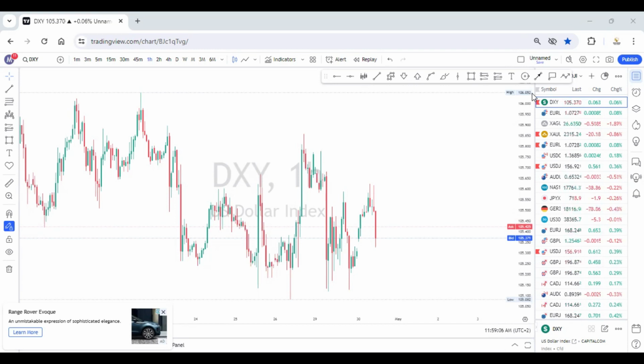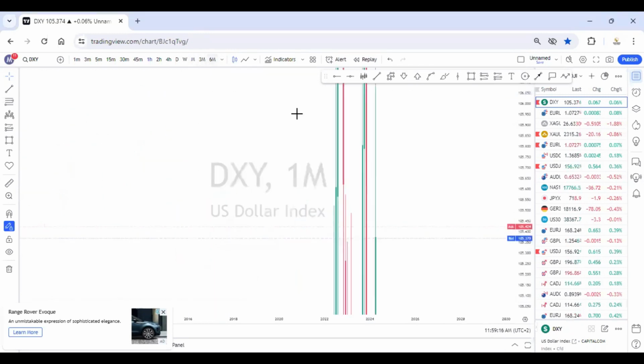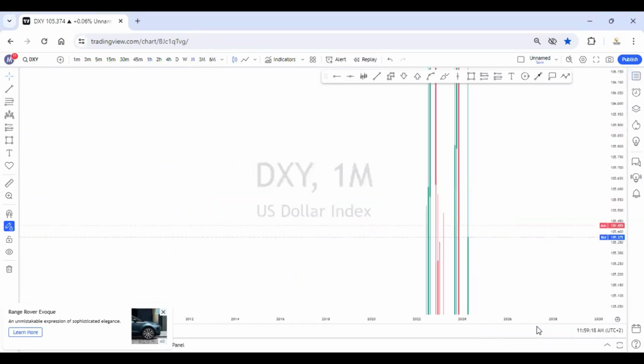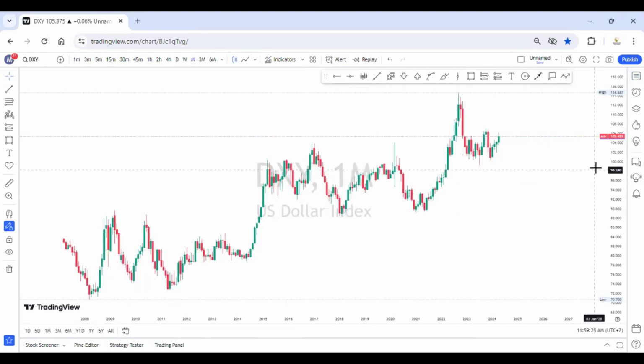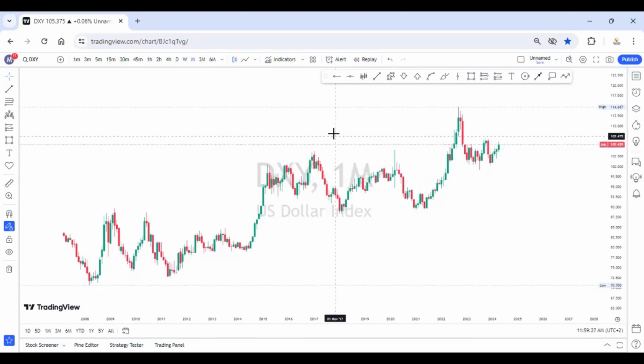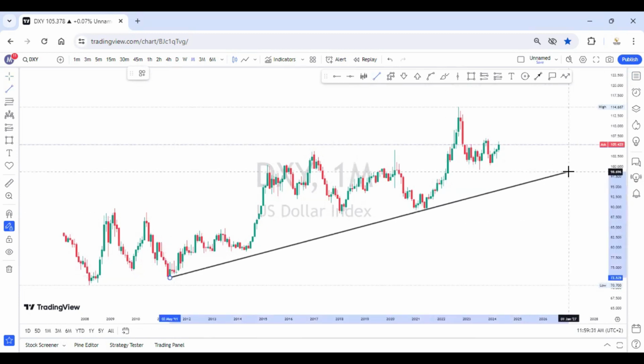So what I'm gonna do right now is start overlaying the structure of the market onto DXY. As always, I start analyzing the market from our bigger time frame, which is the monthly time frame. As we can see, this is our monthly time frame. This is our dollar index. This is our DXY.